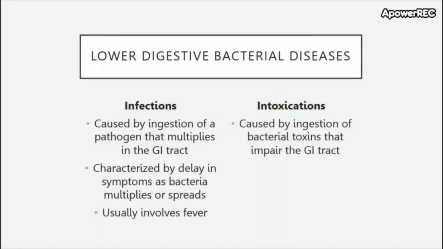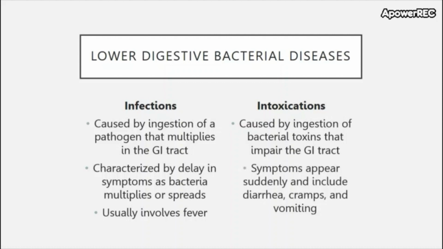Then we have intoxications. Intoxications are caused from ingesting bacterial toxins that therefore impair the GI tract. And these symptoms can be very quickly onset, and they can include things like diarrhea, cramps, and vomiting. Not to say that those are limited to intoxications, but we typically see those specifically with intoxications.